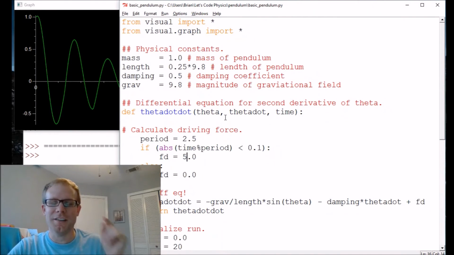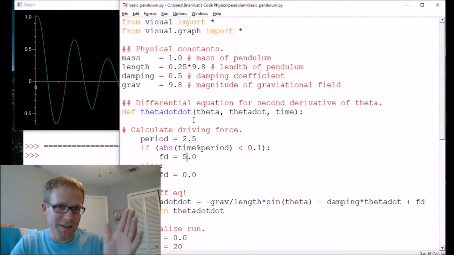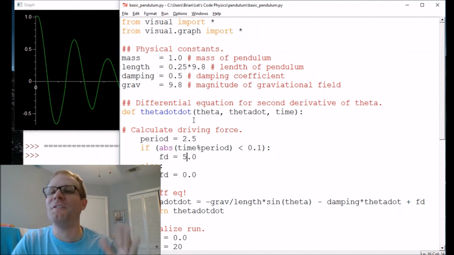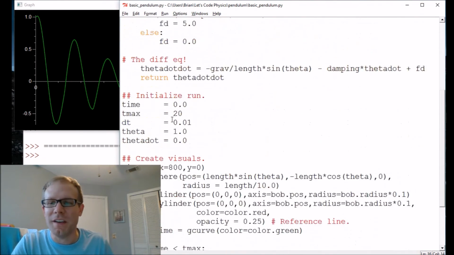What I'm going to do between now and the next episode is look up some other interesting driving functions. But the last thing I want to do for this episode is create, you could probably already guess it, a phase space plot. I love phase space plots because they help you see how weird the behavior is being.